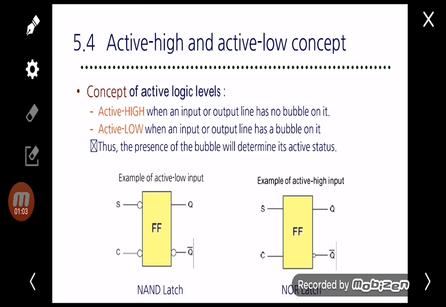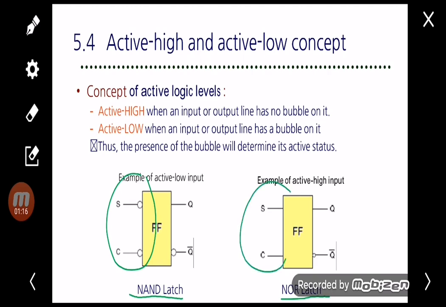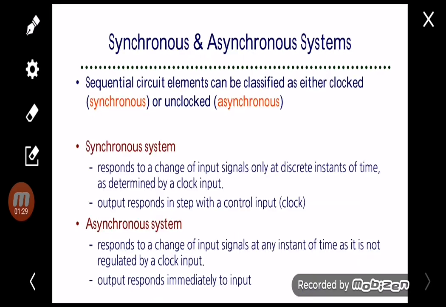From the previous subtopic, we have the NAND latch and we also have the NOR latch. So we have the latch with this active low input, because we have a bubble on the input. And this one is the active high input, there's no bubble. It means the input is active when it is at high level, and this one is active when the input is low.